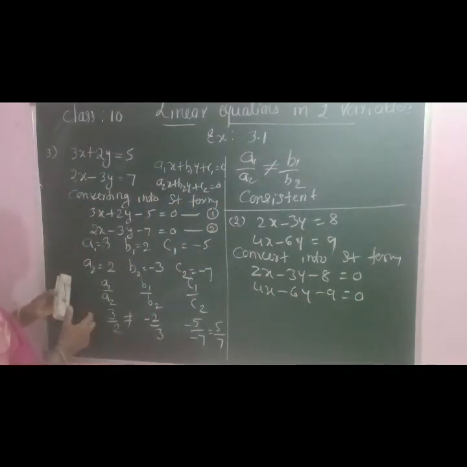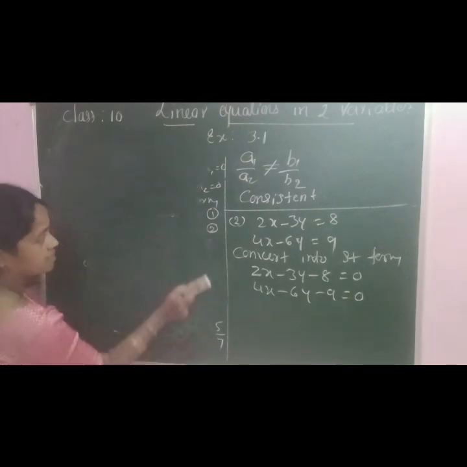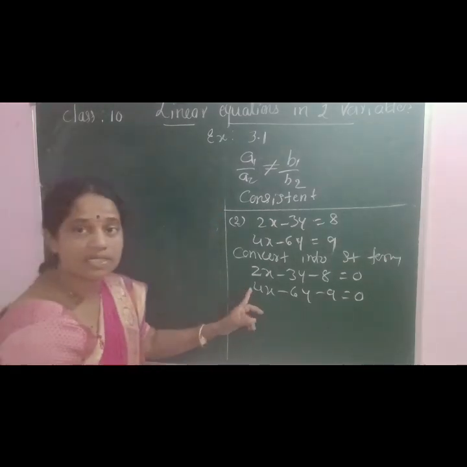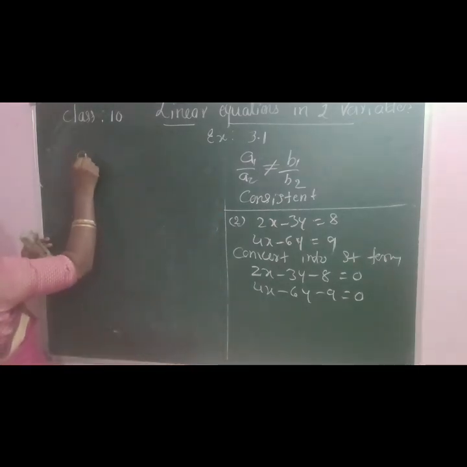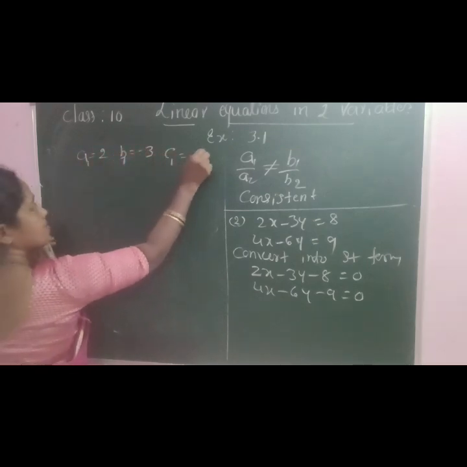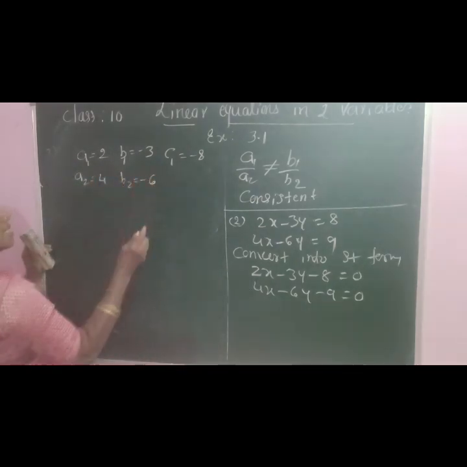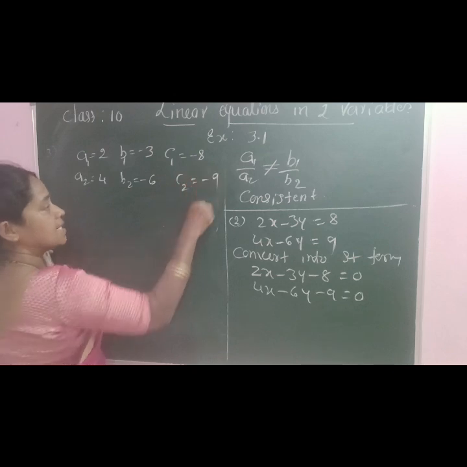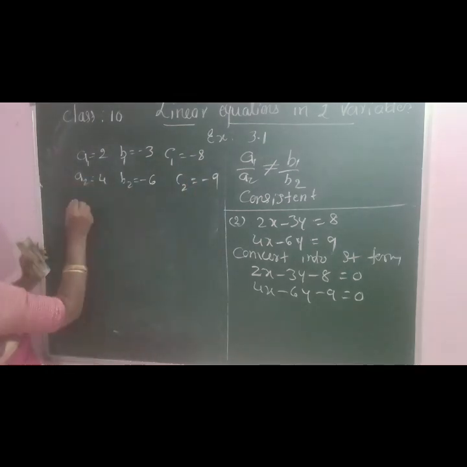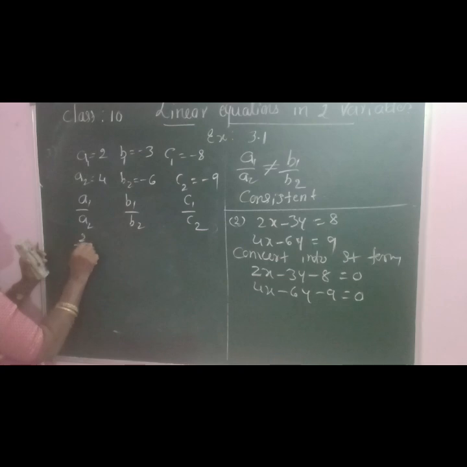Let us continue here. What is a1? a1 is equal to 2, b1 is minus 3, c1 is minus 8. a2 is 4, b2 is minus 6 and c2 is minus 9. Okay, now compare all the ratios with the same procedure. What is a1 by a2? That is 2 by 4, which gives 1 by 2.